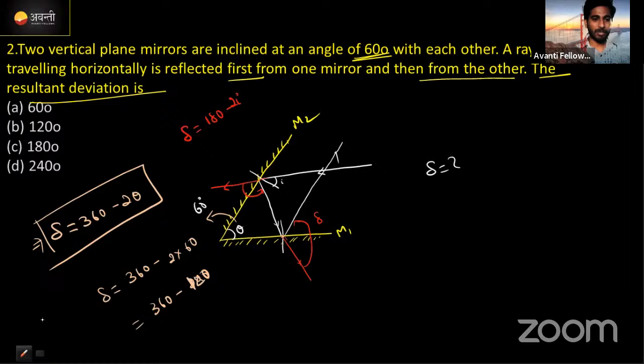360 minus 120, how much do you get? Yes, 240 degrees. Correct? This is all about 120 degrees. 360 minus 120 is 240 degrees. This is the deviation for two plane mirrors in this situation, when the angle made by the two plane mirrors is 60 degrees. Clear now? Hence the correct option is option D.